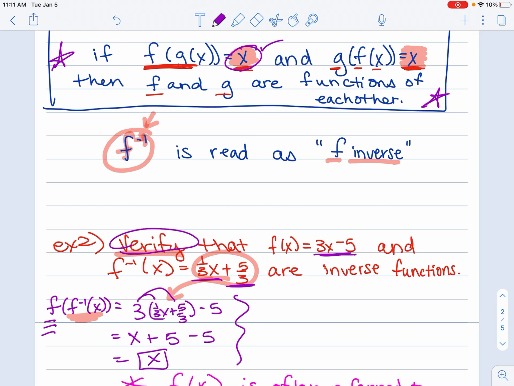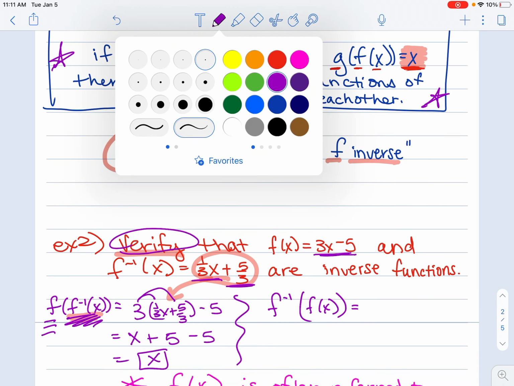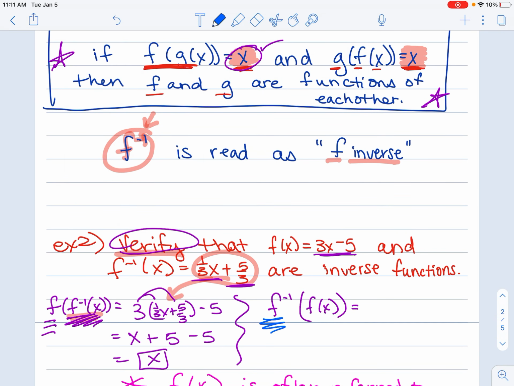So that means we're going to find what we had in here, f inverse of f of x. So again, we're going to write our outside function first, which they said here was 1/3 x plus 5/3. But instead of that x, remember, we're going to put in this instead. So 3x minus 5. Now we're going to distribute.